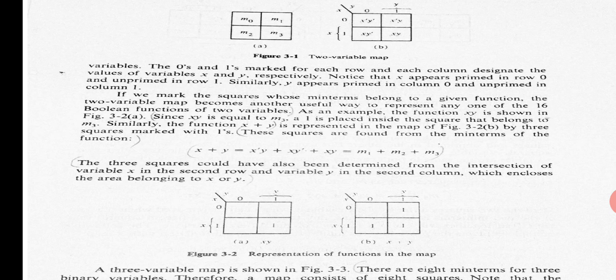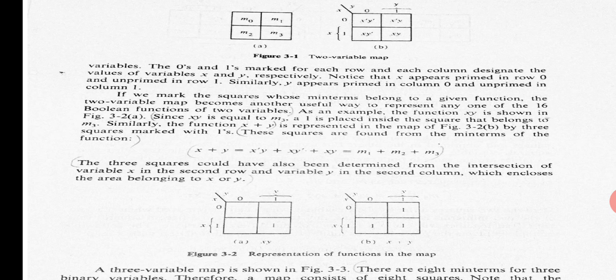How did we get m1, m2, m3? By looking at the previous slide, the above one, m0, m1, m2, m3. From there you can get the actual idea. Now what you have to do? You have to place 1 in those m1, m2 and m3. How are you going to place? You have to go to the same cell and there you have to place the value 1.